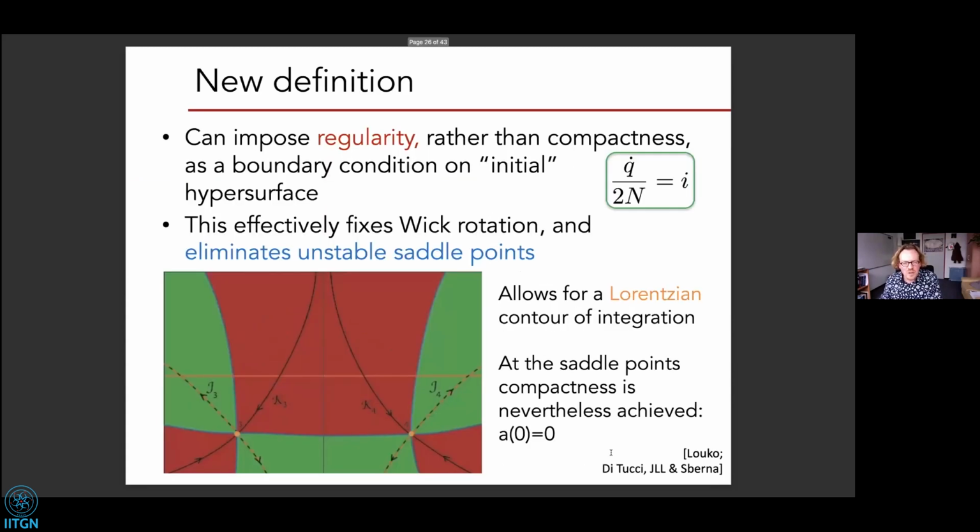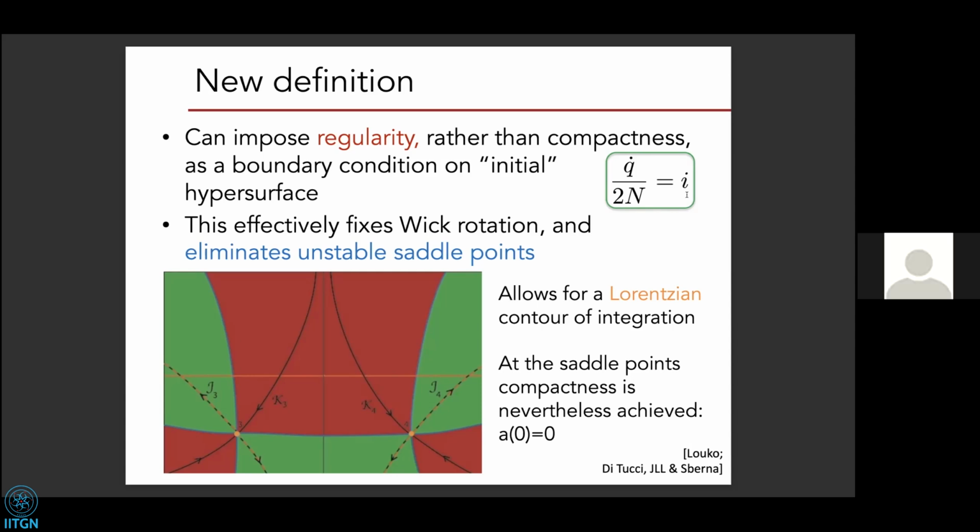But what I want to do now is focus on the regularity condition rather than compactness. The initial proposal was to sum over compact, regular, Euclidean metrics. Compact and Euclidean does not seem to work, but you can ask, what about regular? Does that work? So we would try to impose instead that the initial momentum is fixed: q dot over 2n is fixed to be i. This is the condition, as I showed earlier from the Friedmann equation, that the metrics are regular.